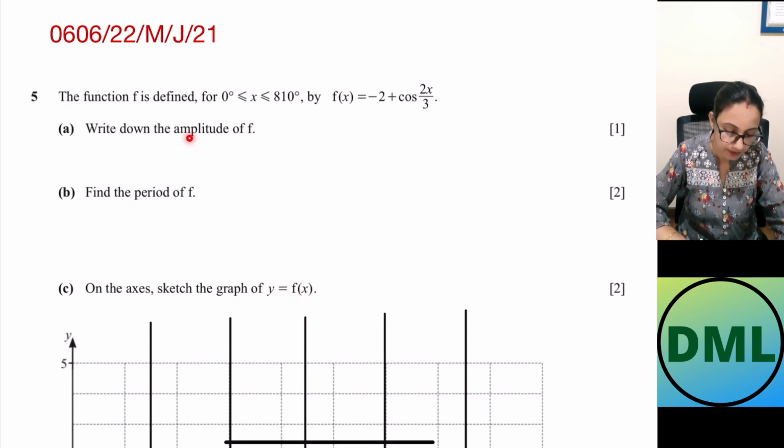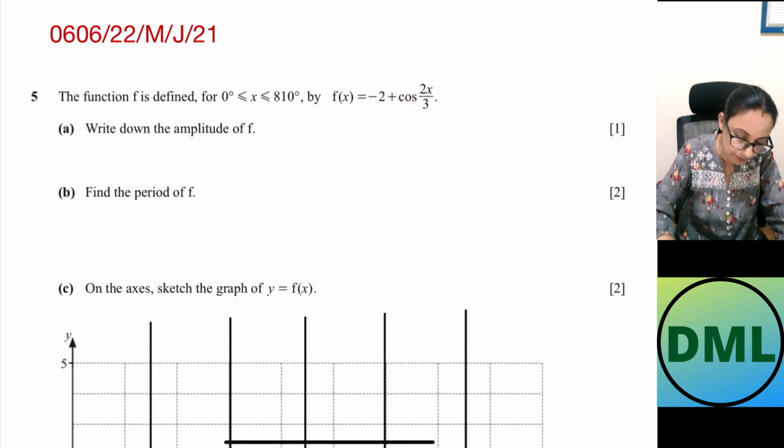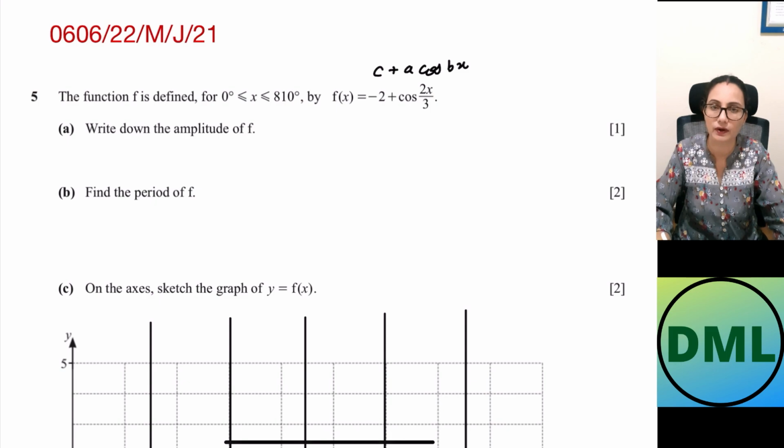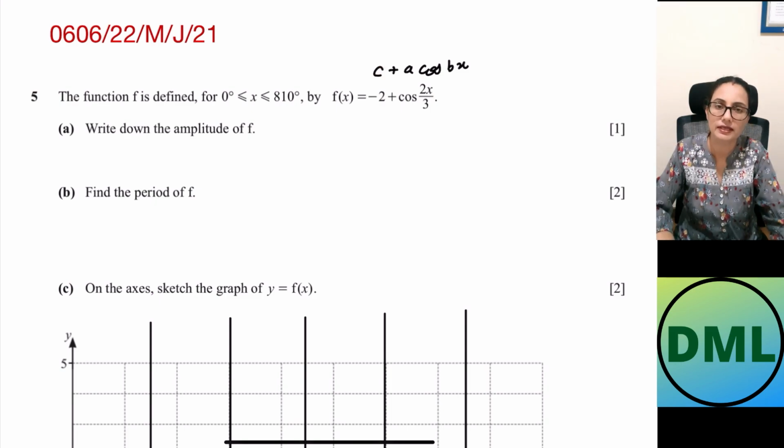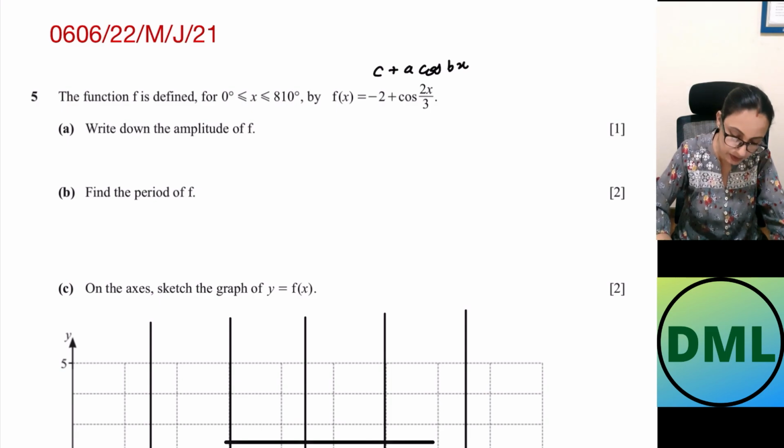First, I need to calculate the amplitude here. If I compare this curve with my basic curve, the basic curve will be given by c plus a cos bx. This is our basic cos graph. If I compare the values, the value for c is minus 2. What is the value for c? C will show you the axis. That means our axis is at minus 2. So the value for c is equal to minus 2.